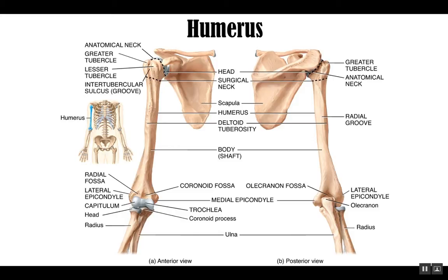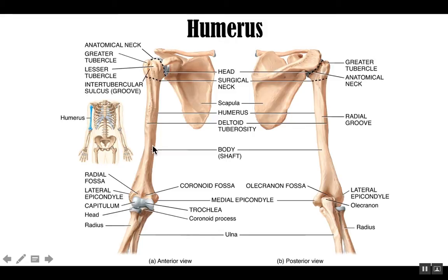The humerus, or arm bone, is the longest and largest bone in the upper appendage. You'll notice that it articulates proximally with the glenoid cavity of the scapula. At the distal end, it articulates with two bones of the forearm, the radius and the ulna. So let's begin at the proximal end, and then we'll work our way down until we get to the distal end.